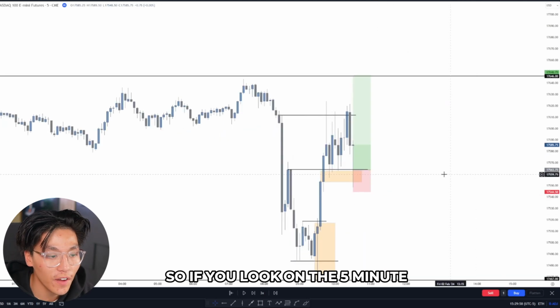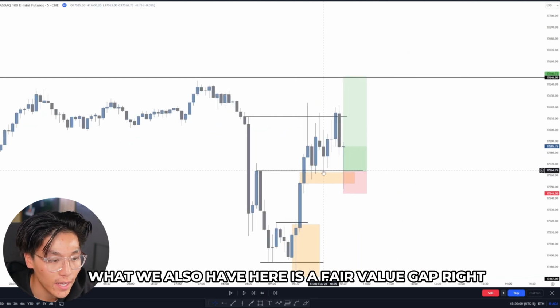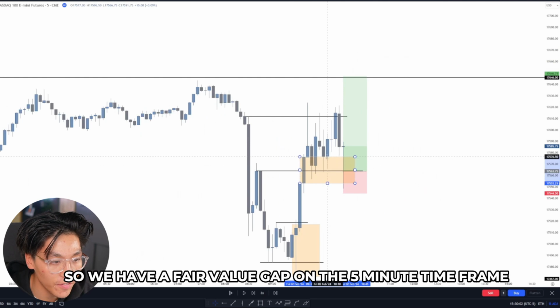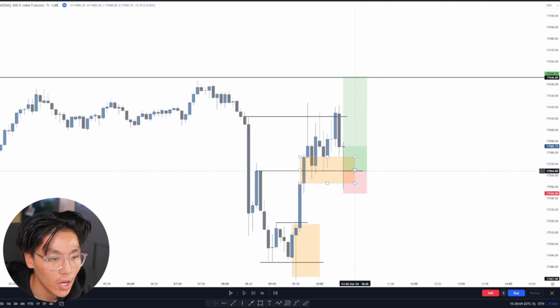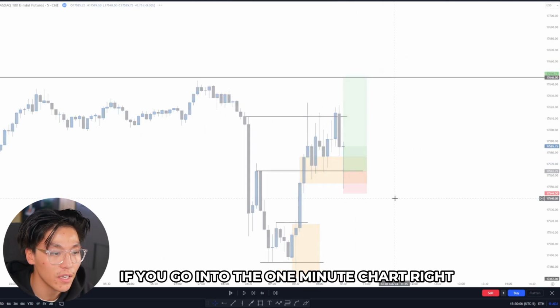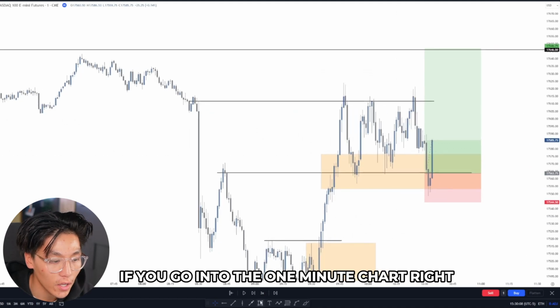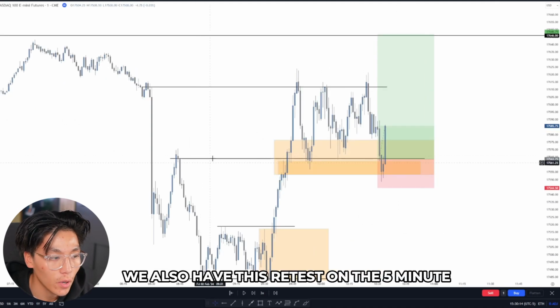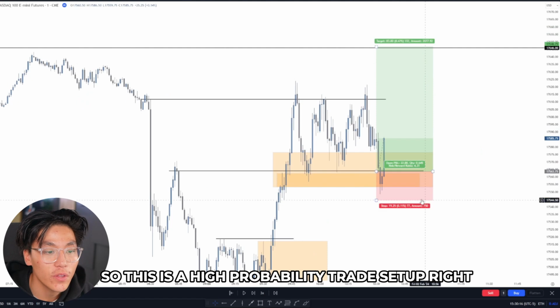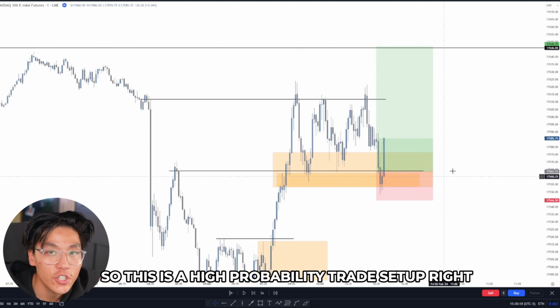So if you look on the 5-minute, what we also have here is a fair value gap. So we have a fair value gap on the 5-minute time frame. As I mentioned, a lot of confluences. If you go into the 1-minute chart, we also have this 1-minute order block. We also have this retest on the 5-minute. So this is a high probability trade setup.